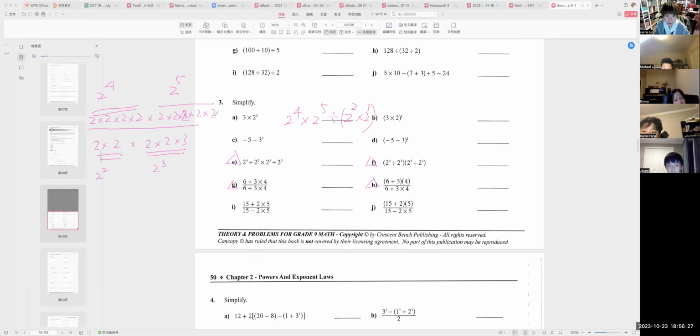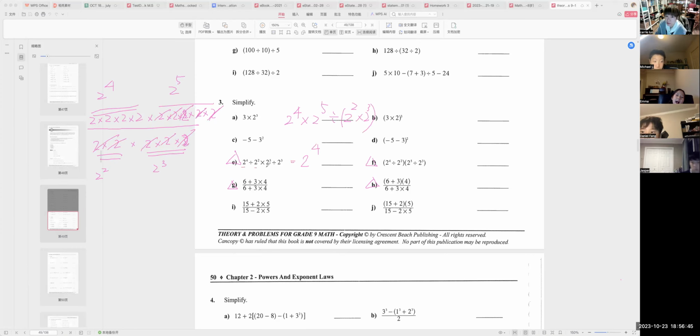So how do we do it? 1, 2, sorry, this is 2, not 3. 1, 2, 3. 1, 2, 3. 1, 2, 1, 2. So what's left here? 2 to the power 4. Okay, everybody, I just want to give you the trick, okay?